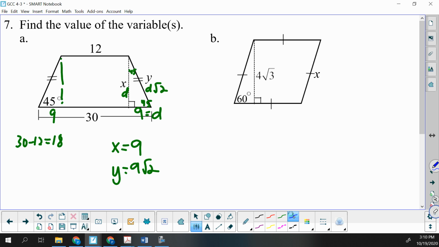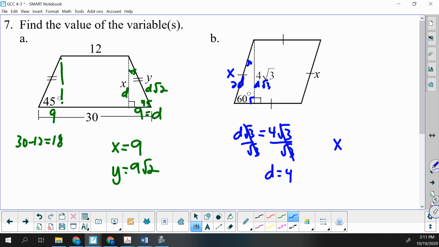X is the side with one marking, so we can call this x. If that's 60, we got 90, and we got 30. Across from 60 should be D square root of 3. So we can set up an equation, D square root of 3 is equal to 4 square root of 3. We'll divide each side by square root of 3. Those wipe out, and D is just 4. Well, x is across from the 90, which is always 2D. So x is going to equal 2 times 4, so in other words, x is 8.